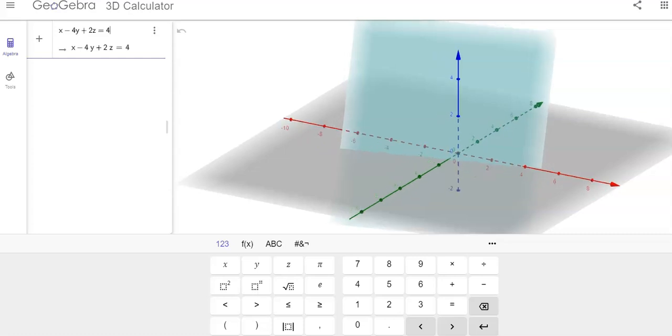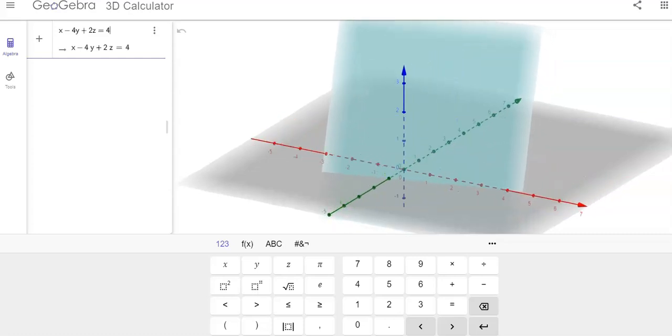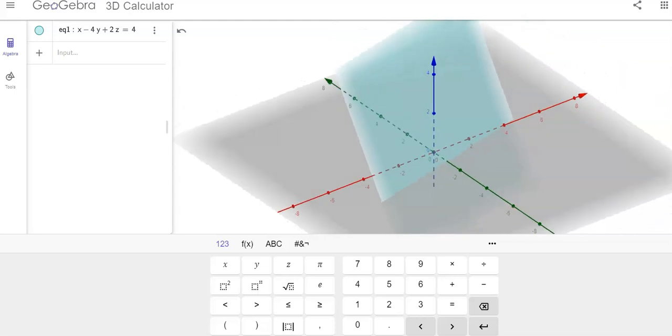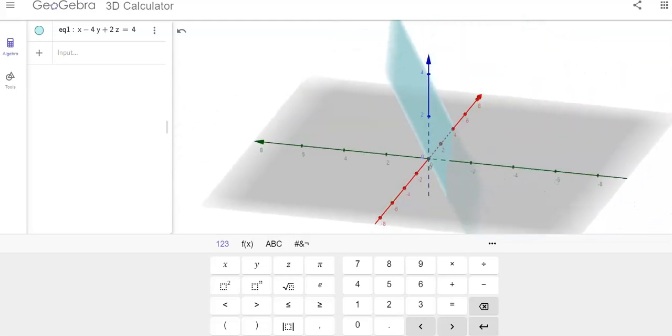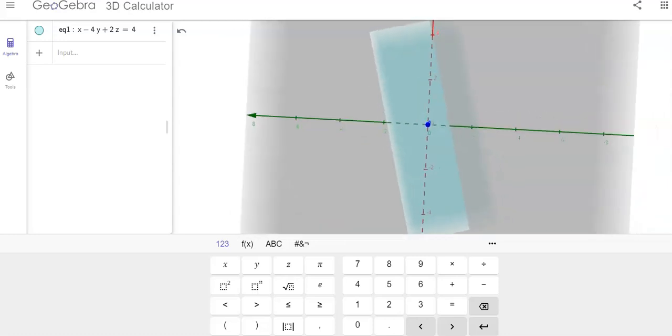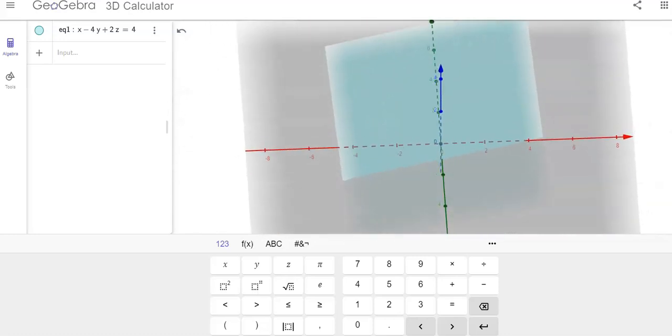And you can kind of scroll your mouse and zoom in or zoom out. And I do see that it's cutting through 4. And then you can kind of grab this and rotate it around. So it looks like it's going through 4 there. It's going through negative 1 there. So maybe I'll try to, oh, this is really weird.